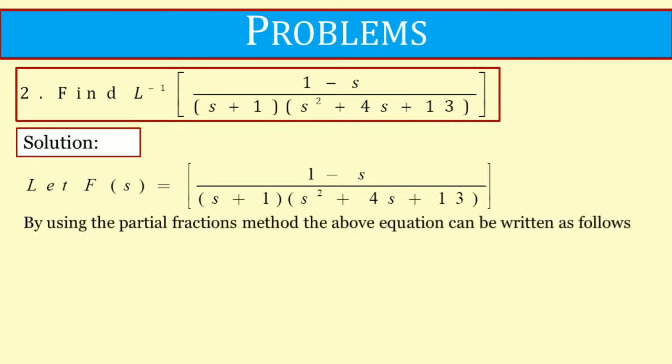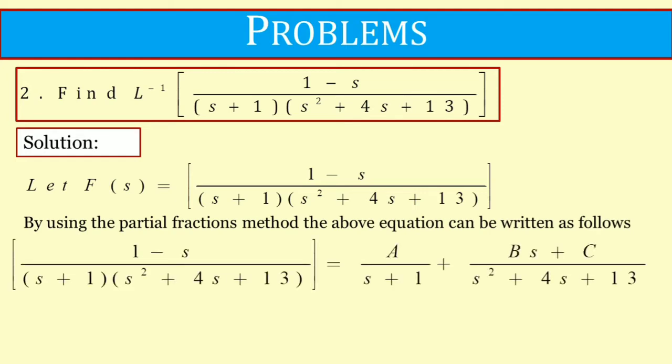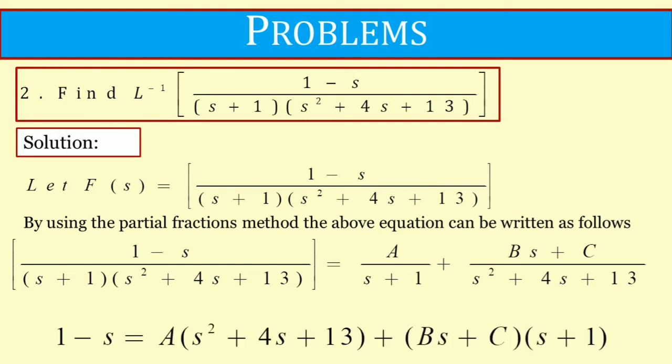So by using the partial fractions method, the above equation can be written as A by s plus 1 plus the second term is a quadratic form, so for that the partial fractions can be written as bs plus c divided by s squared plus 4s plus 13. Now taking LCM on both the sides and cancelling the denominator, we'll be left with 1 minus s is equal to a into s squared plus 4s plus 13 plus bs plus c into s plus 1.